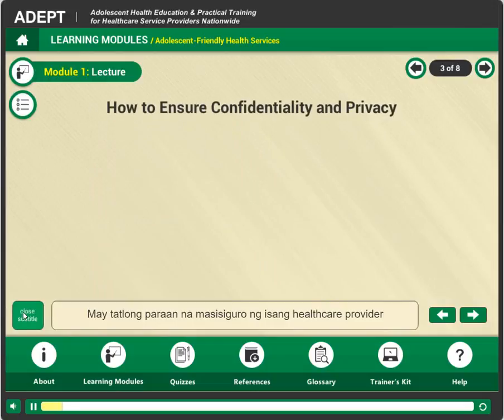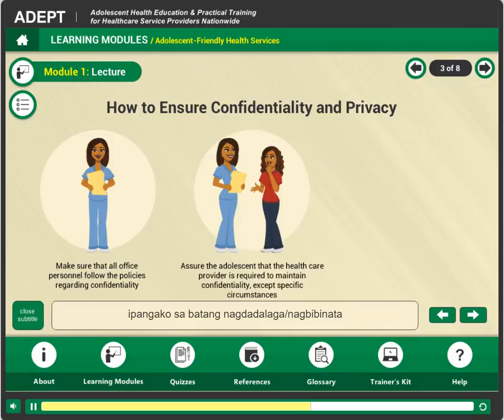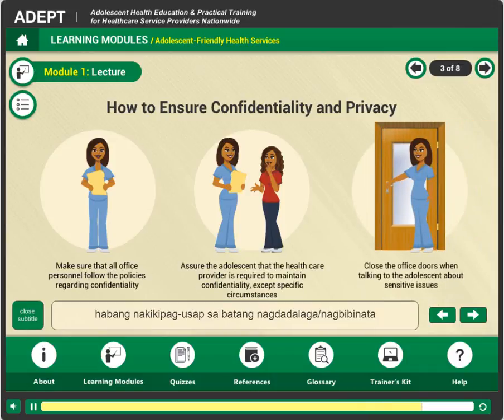There are 3 ways that a healthcare provider can ensure confidentiality and privacy. First, make sure that all office personnel follow office policies regarding confidentiality like patient identification, history and PE forms, and brochures and information materials given. Second, assure the adolescent that the healthcare provider is required to maintain confidentiality except under specific circumstances. And third, close the office doors when talking to the adolescent about sensitive issues and avoid intrusions.